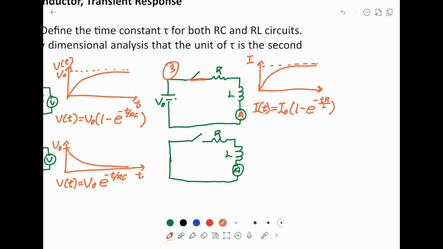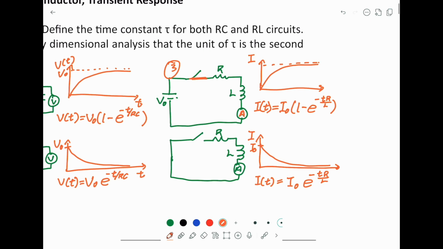When you have a current passing through L and you suddenly open the circuit, you will have this here. This is your I, and it starts from I0, and the current will exponentially decay, and this is a function of t, and this is I0 e to the power of minus tR over L.